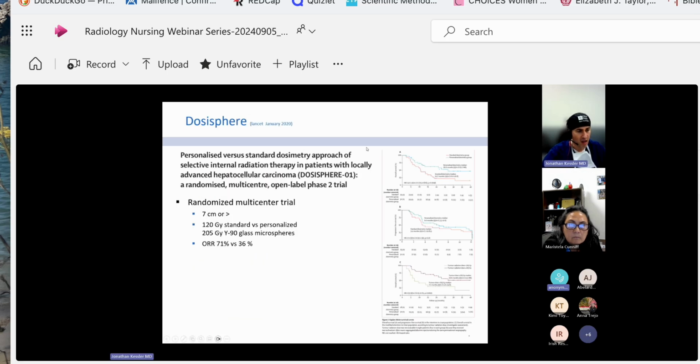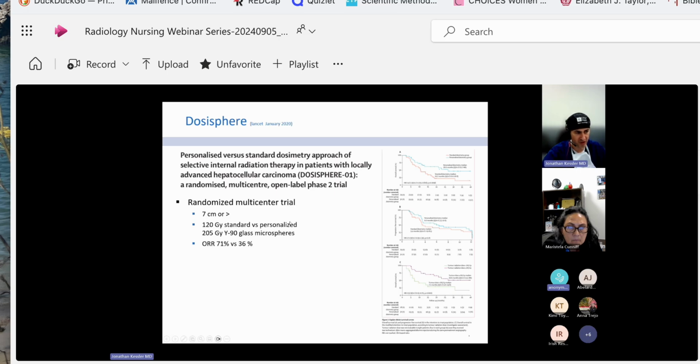What else have we learned over time? We've also learned that as we increase the dose of radiation to the tumor, patients do better. This was a more recent study looking at the amount of radiation one should give to these tumors. And again, Y90 has been an evolving science over time. In the early days, we used to think that this marker, 120 gray to the liver, was what we would be aiming for.